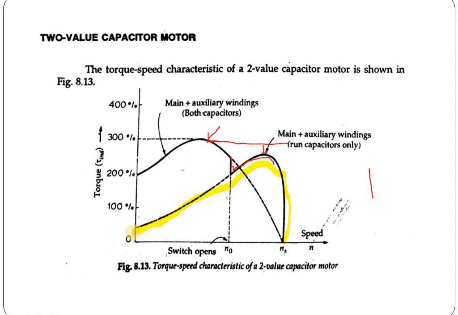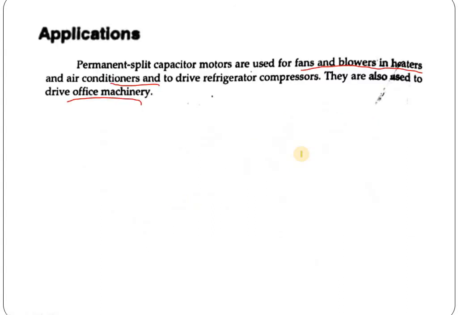Here there is no removal of the auxiliary winding, so definitely it will maintain this torque speed characteristic only, as the run capacitor is present throughout the time. There is no cutout of the auxiliary winding from the circuit, so throughout the time it is running, and that is known as the permanent capacitor type motor.